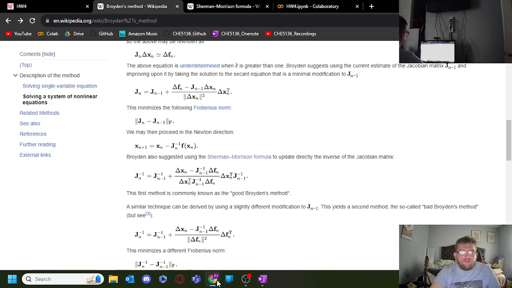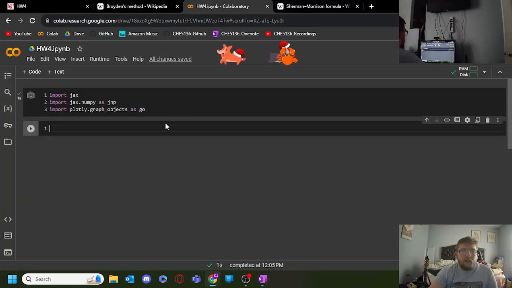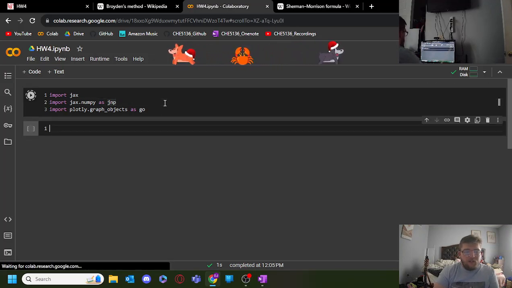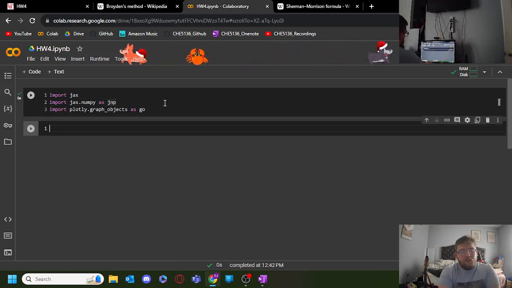So what we can do is head over to Colab. Already got some imports going to help us out a little. What we're going to do is define a column vector function.